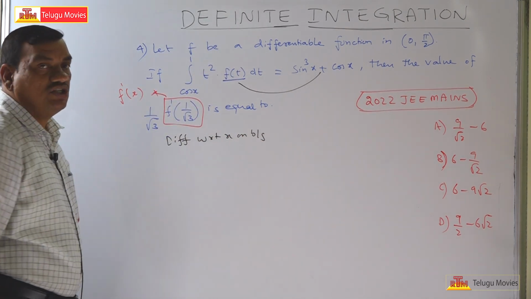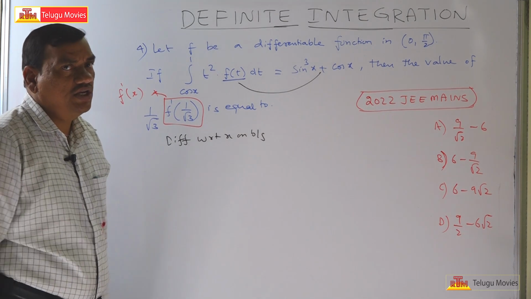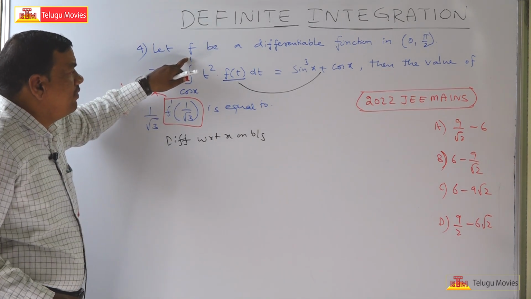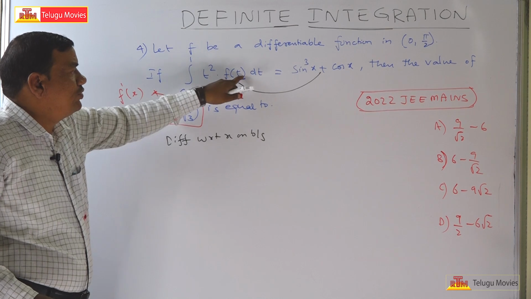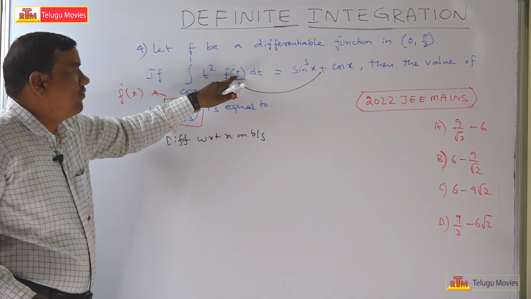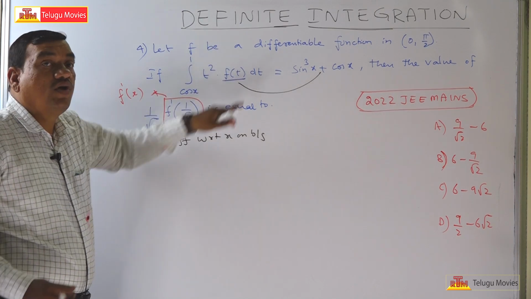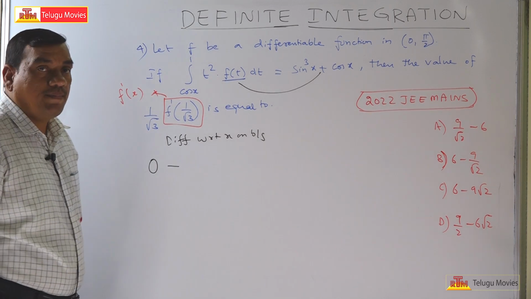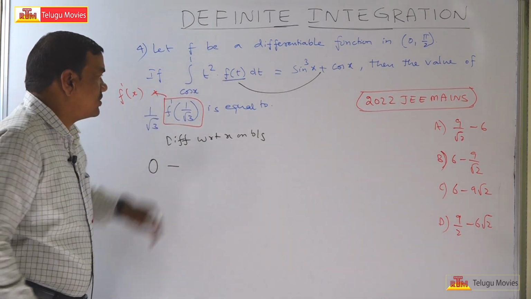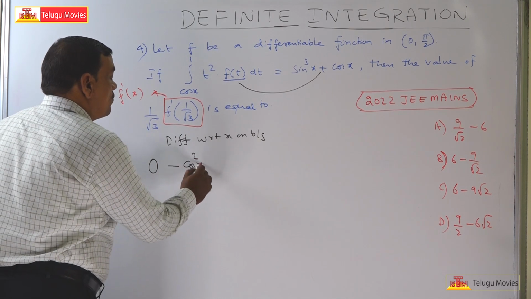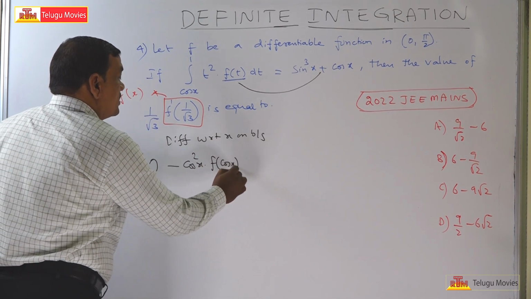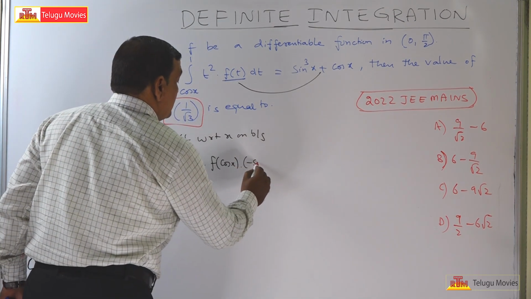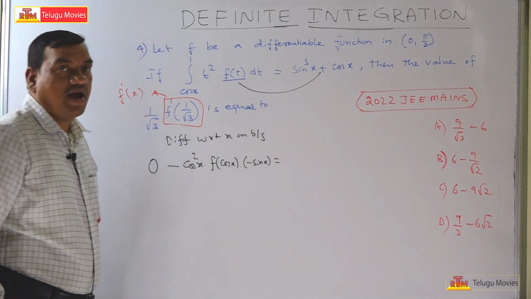When you start differentiating, you have to use the Leibniz rule. Whatever the upper limit is, substitute it: 1 square into f of 1 into the derivative of 1, which is 0. The upper part is 0 minus the lower part. For the lower limit cos x, this is cos square x into f of cos x into the derivative of cos x, which is minus sin x.